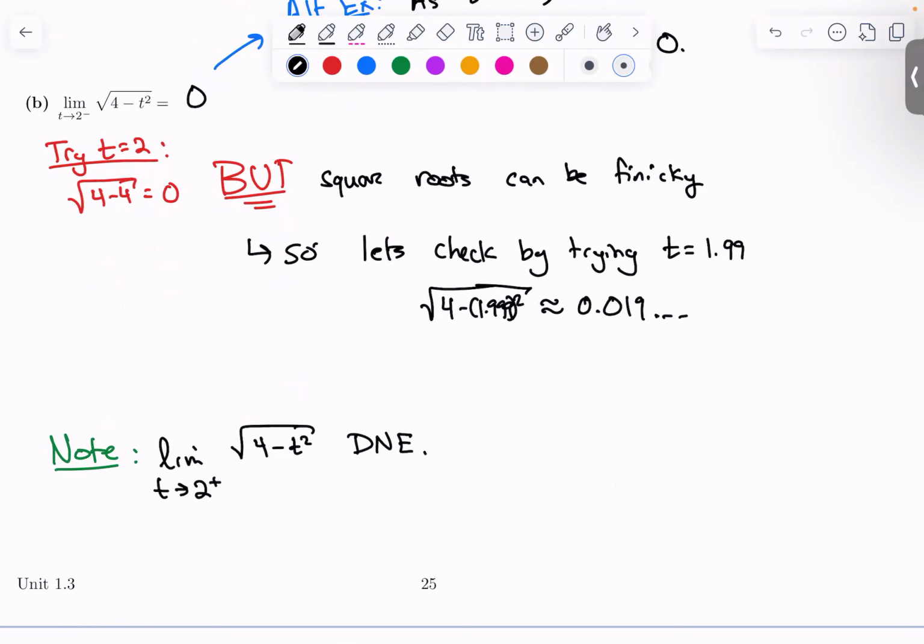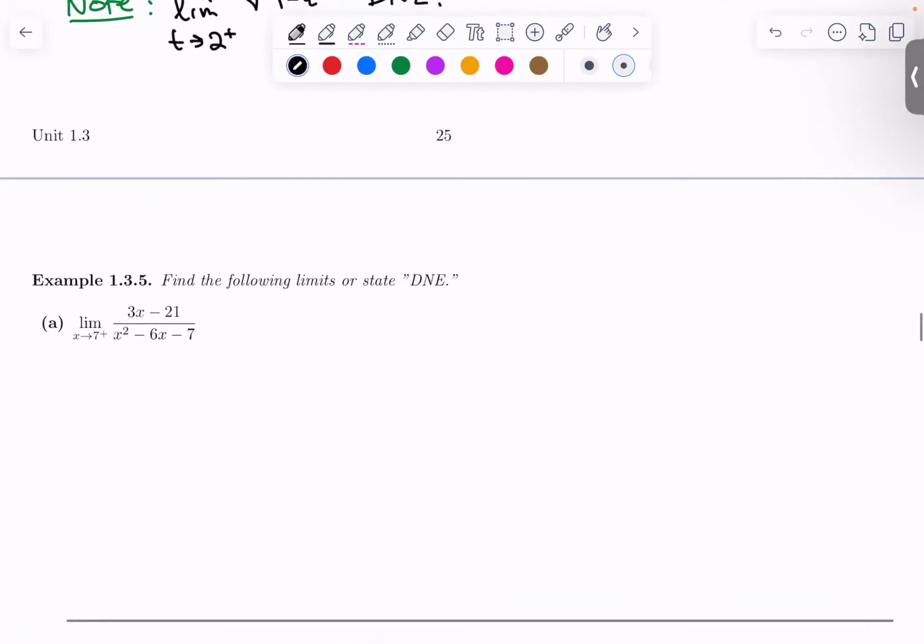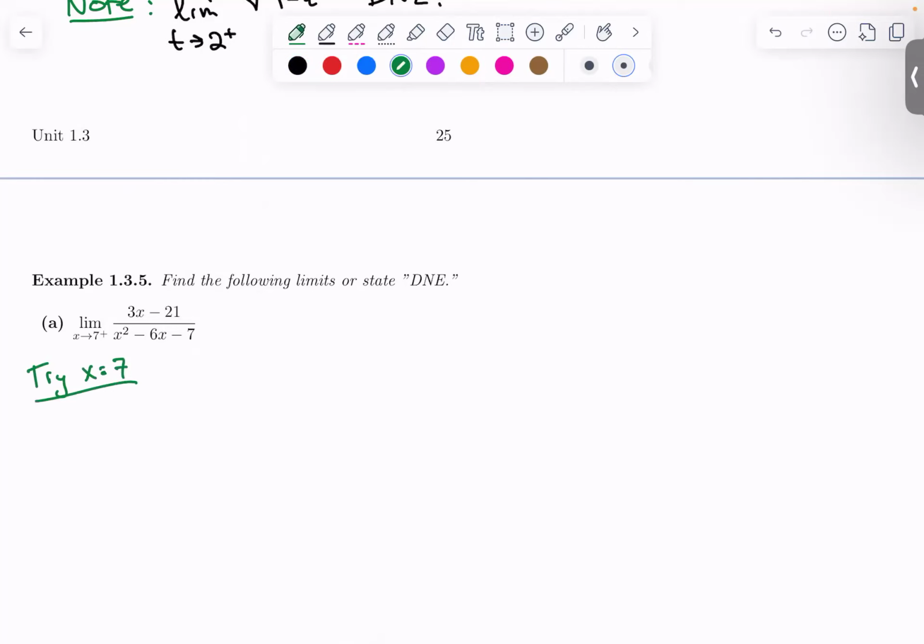Okay. Let's get into the more fun ones to work with. So the limit as x approaches 7 from the right of 3x minus 21 over x squared minus 6x minus 7. As per usual, we should try and plug in the number. Try x equals 7, and you will get, lo and behold, 0 over 0.